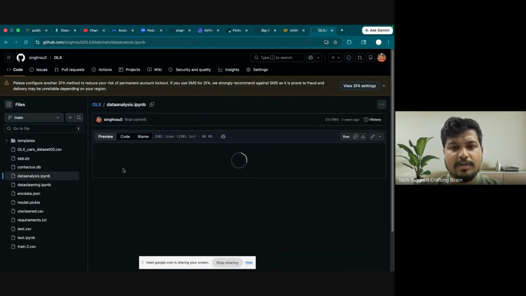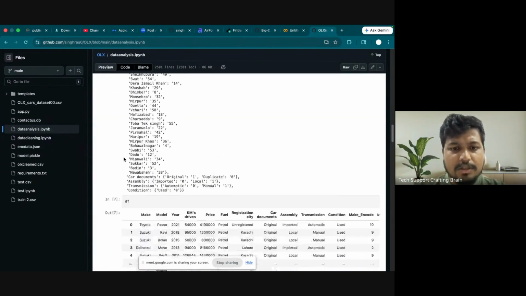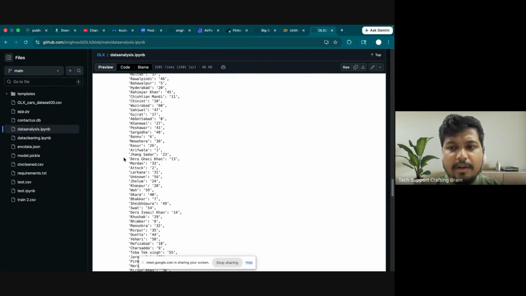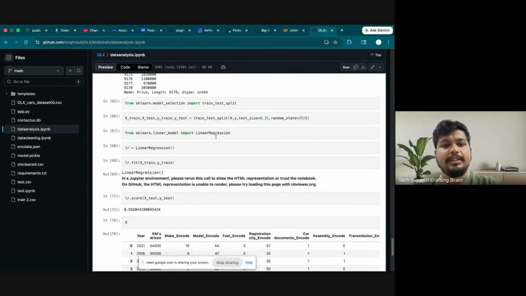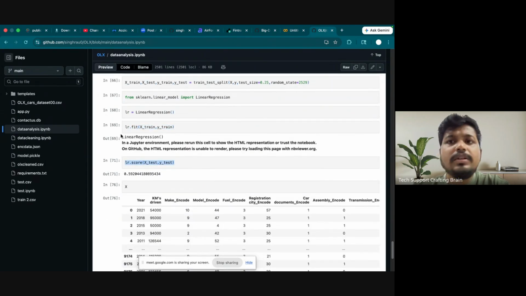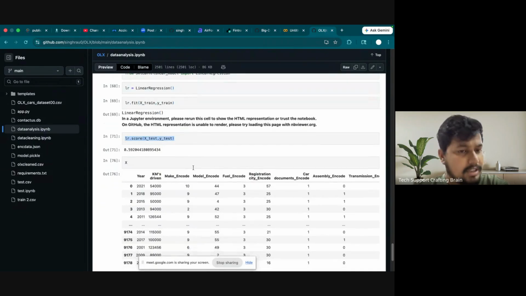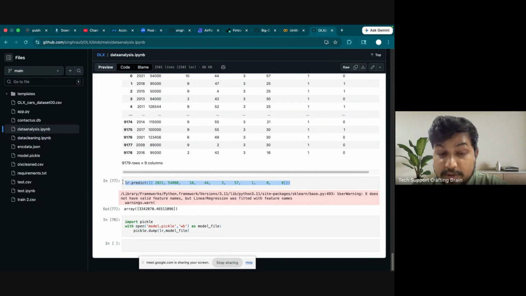In OLX, data cleaning, model.pkl, the OLX analysis.ipynb. Let's look at this. So this is the cleaning work, encoding, all this work has been done. And now if you look here, we created the linear regression model. lr is the linear regression model, we fitted the data, and we checked the accuracy score. These are the things that we do, guys. We check the accuracy score, and then we make some prediction using the model.